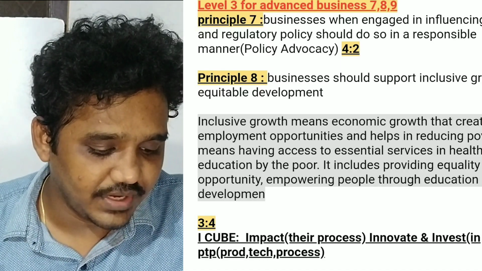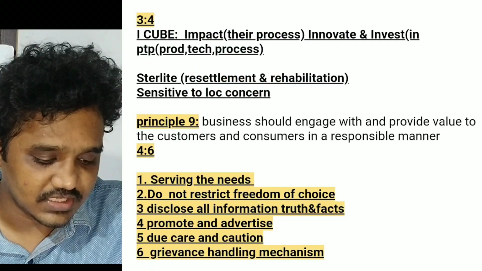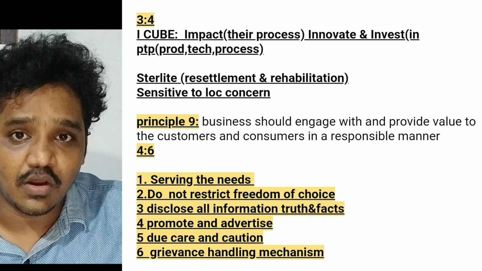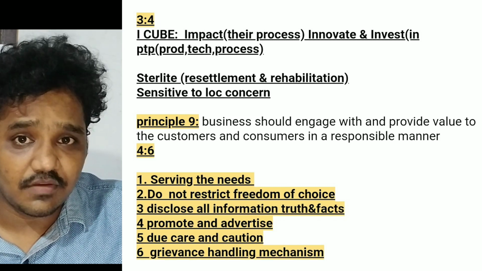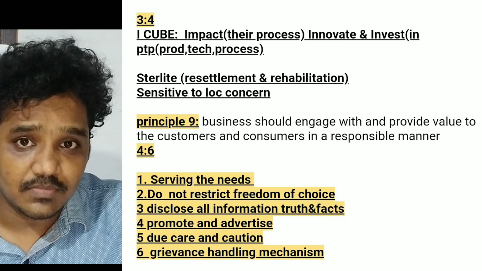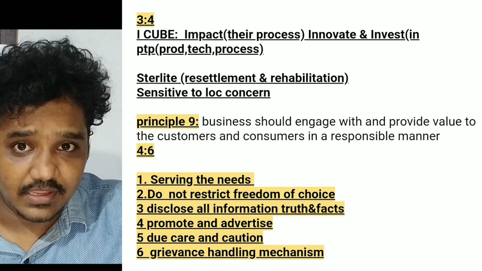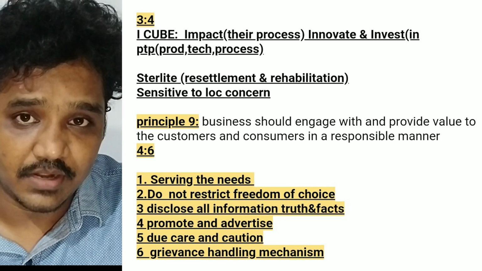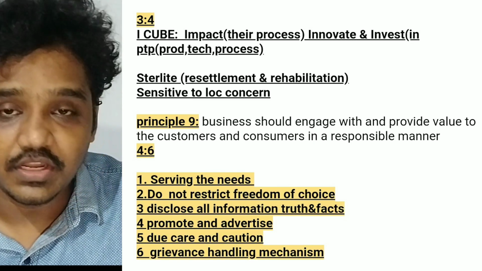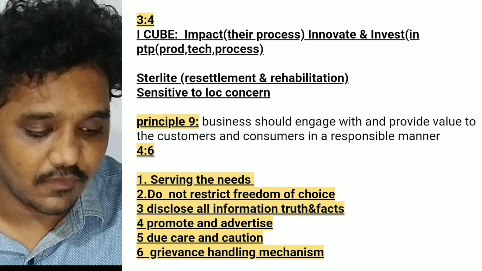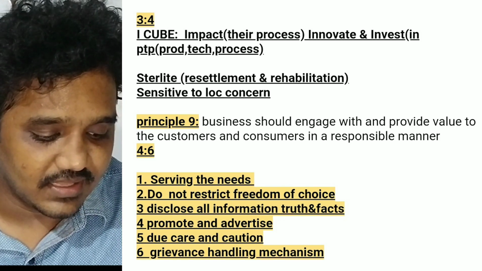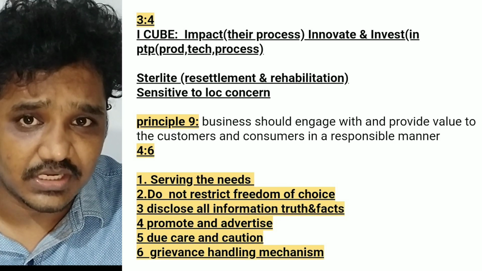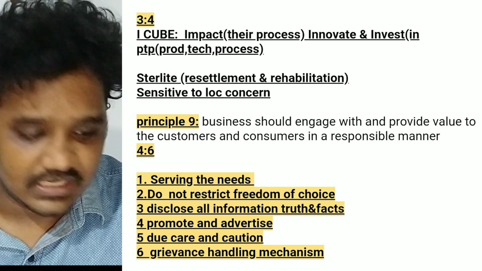Principle number 9, business should engage with and provide value to the customers and consumers in a responsible manner. Okay, like I said previously, principle 7, principle 8 and principle 9 are for top level business. Think from that perspective. For a top level business, they have to think about these areas: the policy advocacy is covered under principle 7. Inclusive growth and equitable development is covered under principle 8. And at the last area, while creating value for your customer, you have to make sure that is done in a responsible manner. That is principle number 9.